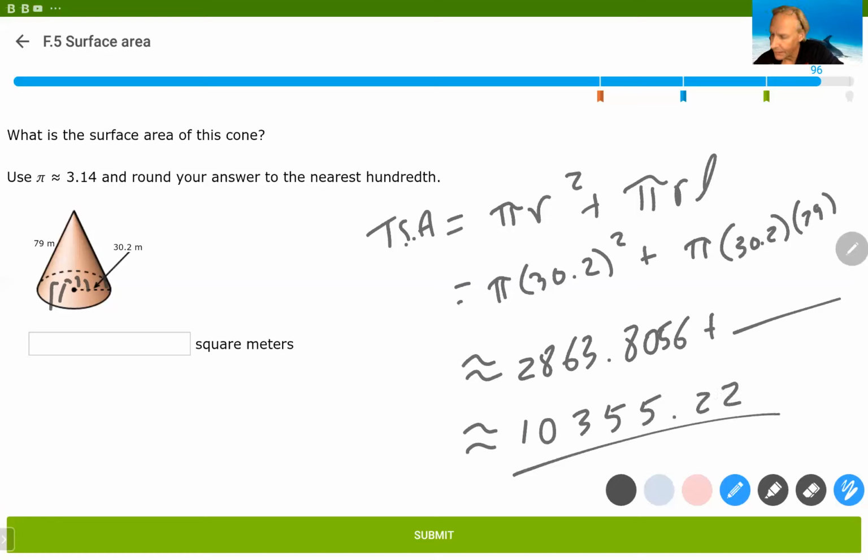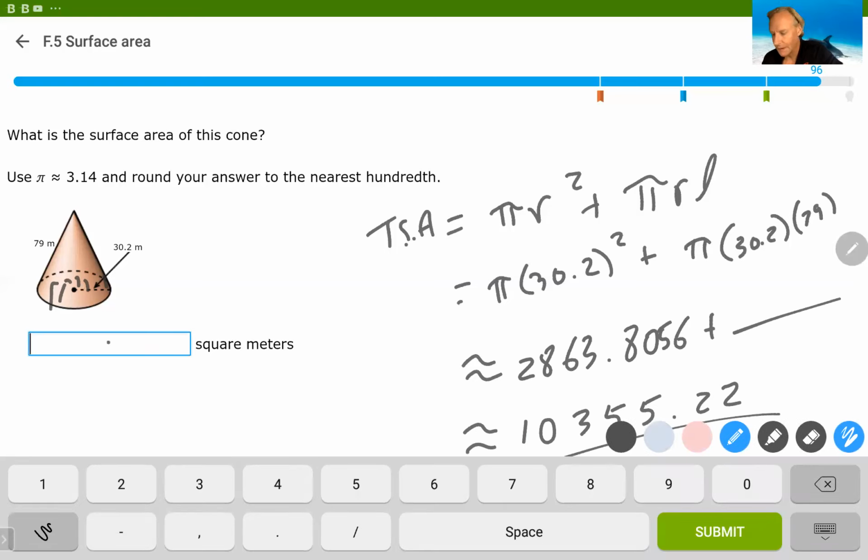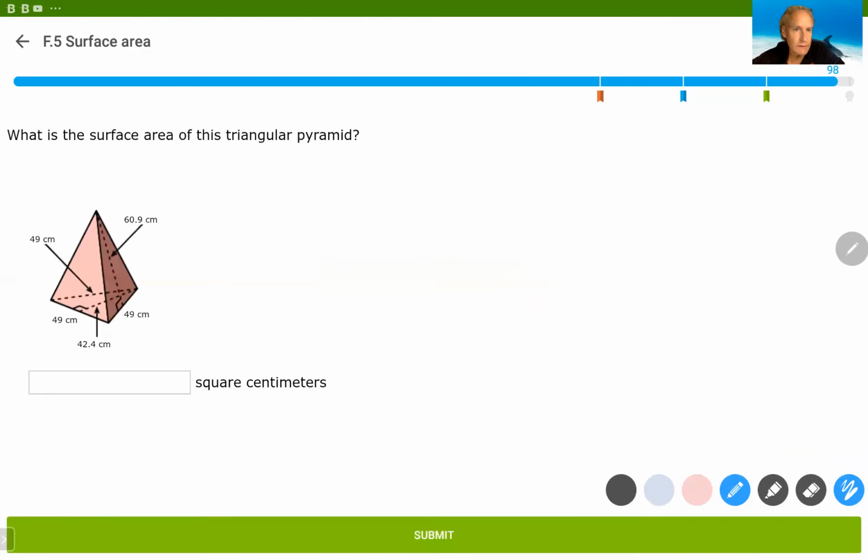Now, if we're off by 100th, we mess it up, so we need to make sure we're right. That is 10,355.22, rounded to the nearest hundredth. Looks good to me. Hopefully that was the last one.